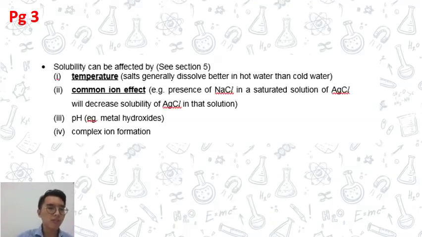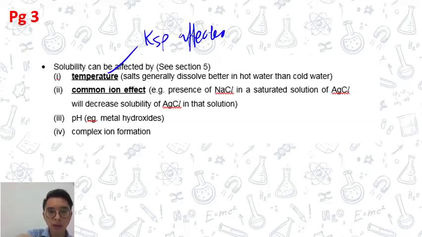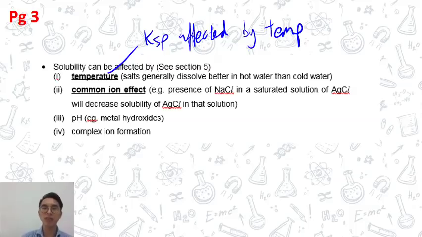Okay, now let's look at the different factors that affect solubility, which are all listed on page 3 of your notes. We'll be looking at each of these in turn right now. Solubility can be affected by temperature, because KSP is affected by temperature only. KSP, like your KC, your KA, KB, are all affected by temperature. So if your KSP is affected by temperature, your solubility will be affected as well.